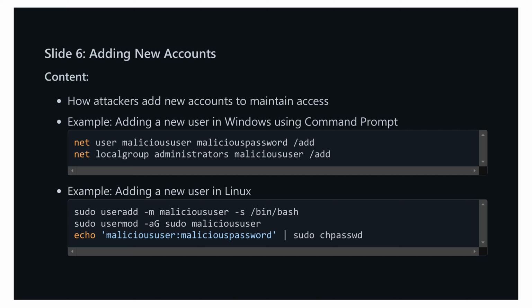This creates a new user named malicious user with the password malicious password. 2. Next, they add this user to the administrators group to ensure elevated privileges. Shell: net localgroup administrators malicious user /add.